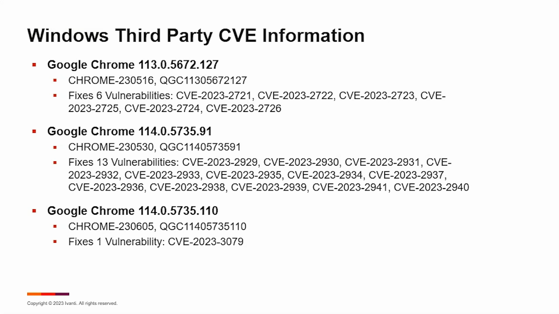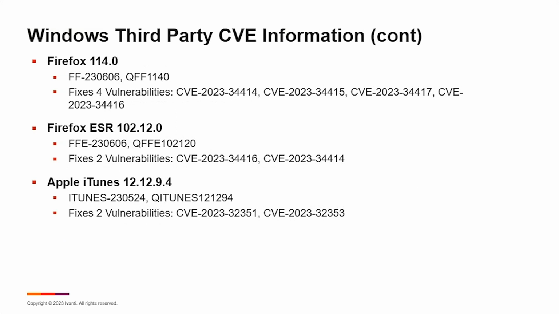The one you really want to make sure of is that you're on at least that build, 114.0.5735.110, 110 or later. That makes sure that you've got the 0-day resolved. Firefox 114 also resolved 4 vulnerabilities there. Firefox ESR resolved 2 vulnerabilities in that release. Apple iTunes fixed 2 vulnerabilities.